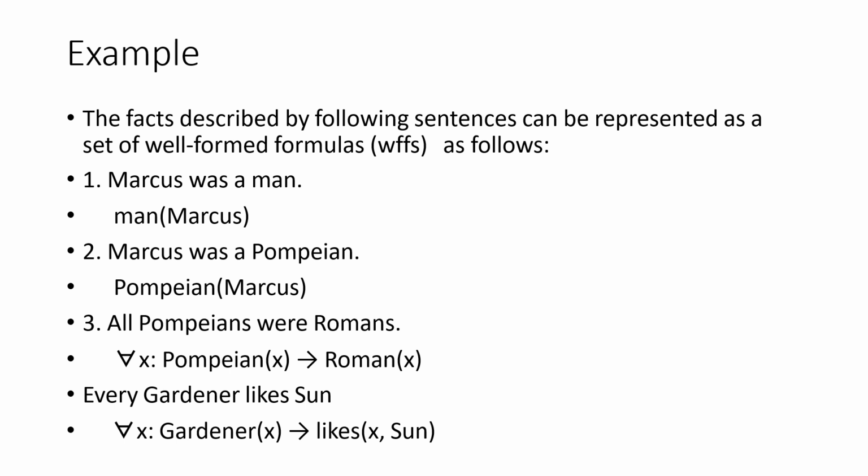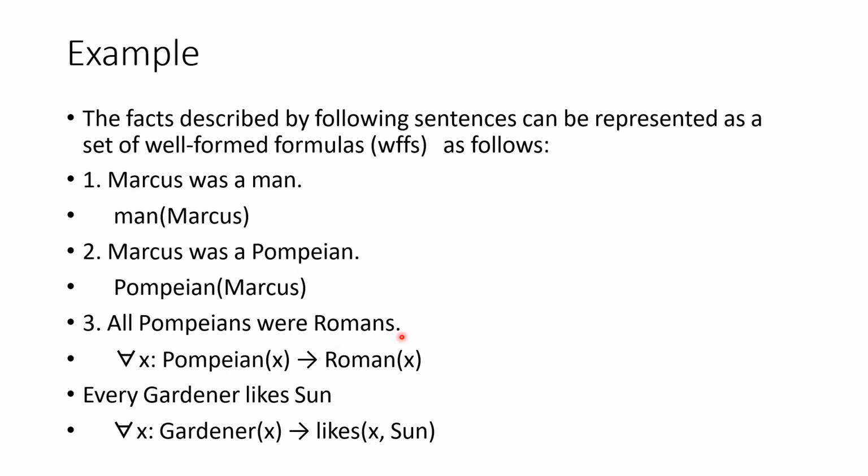The first example: Marcus was a man. It can be represented as man(Marcus). Here Marcus is a constant representing a specific person, and man is a predicate representing a property. So Marcus has the property of being a man. Second line, Marcus was a Pompeian. Here we can represent it as Pompeian(Marcus). It is also a simple fact. The predicate Pompeian applies to the object Marcus.